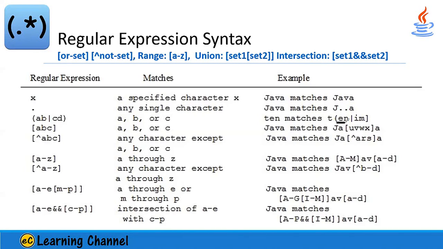This can only be 10 or team. Is that okay? So for instance, it's a group and there's a bar, we separate it. Or you can have ABC with brackets. That means that only A, B, or C. So here J, A, and then U, V, W, X. So here any one of U, V, W, X will match.